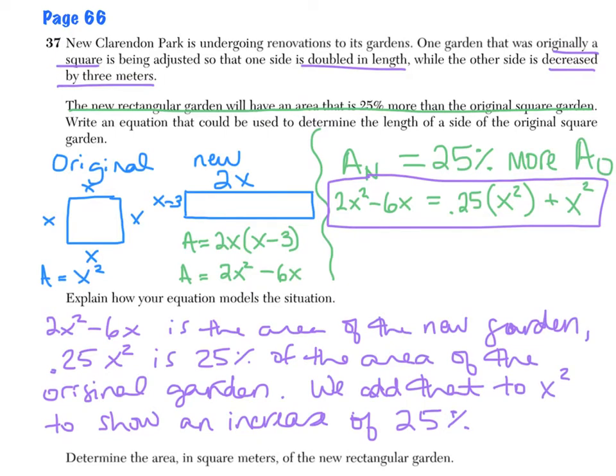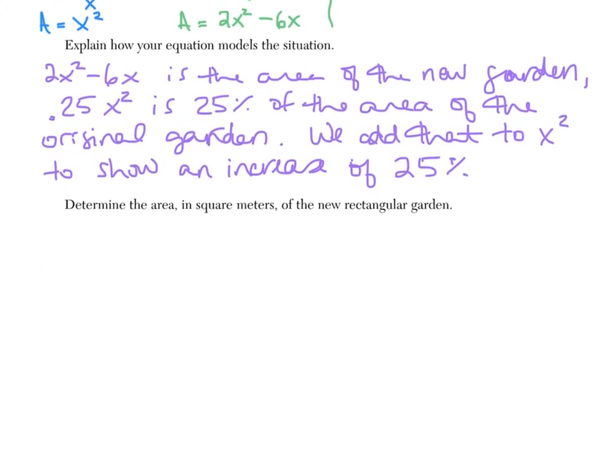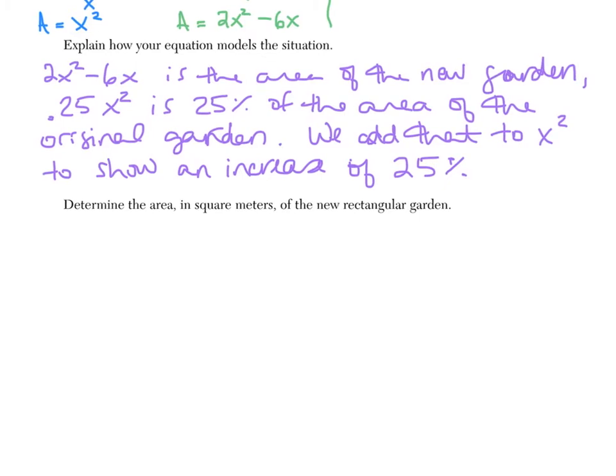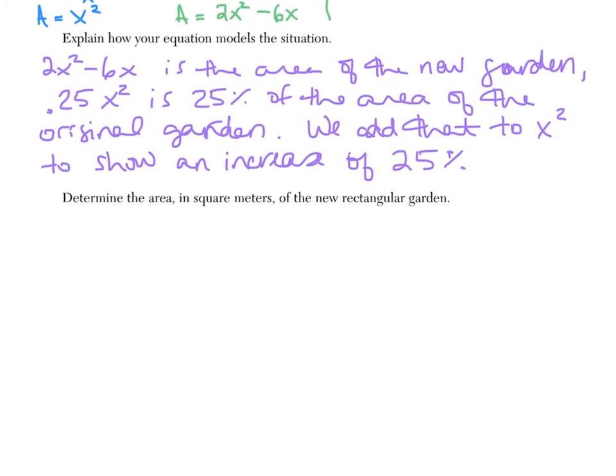Okay, so now that I have that, I'm ready to move on to the bottom part. The bottom says, determine the area in square meters of the new rectangular garden. So I rewrote my equation that I created in the first part of the question. And now if I want to find the area of the new rectangular garden, I first have to find out what x is. So I have to solve this equation.